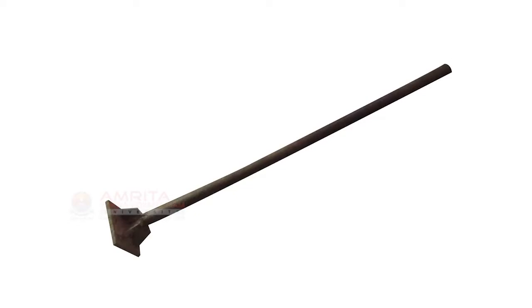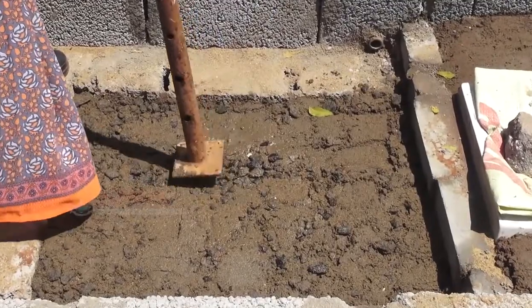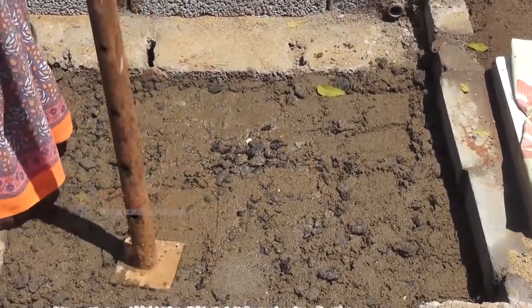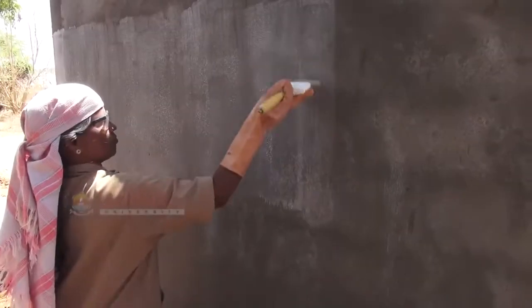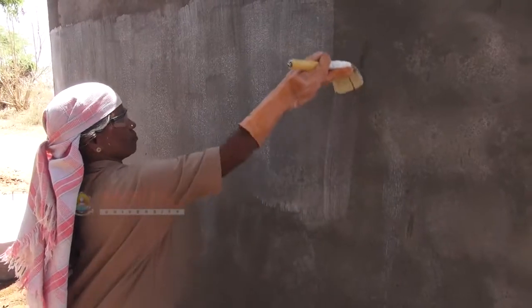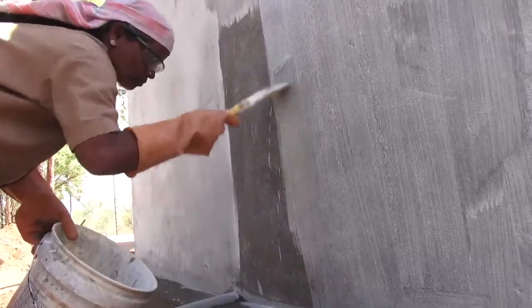Rammer. Rammer is a tool used to level plain cement concrete or PCC. 4-inch paint brush. The 4-inch paint brush is used for applying whitewash on the walls of the toilet building.